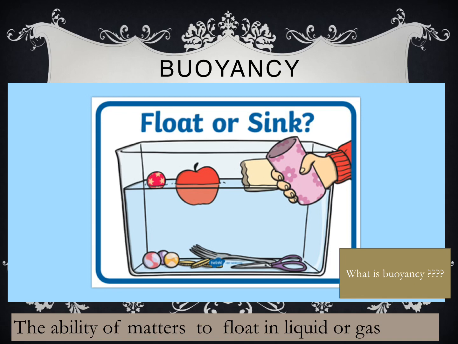Moving on to buoyancy. What is buoyancy? The ability of matter to float in liquid or gas. What is buoyancy? It is the ability of matter to float in liquid or in gas. So if you put a metallic coin into water, it does not dissolve, it sinks. A chip of wood does not dissolve in water either, it floats. These are examples of material that has the ability to float or sink in a liquid, which is the water.